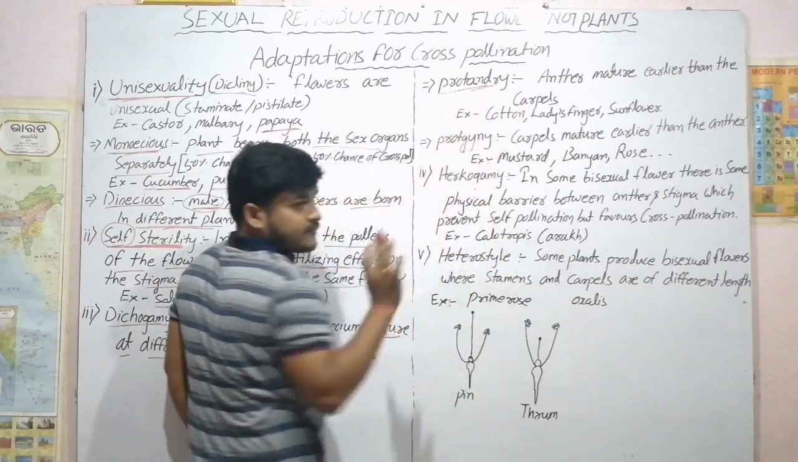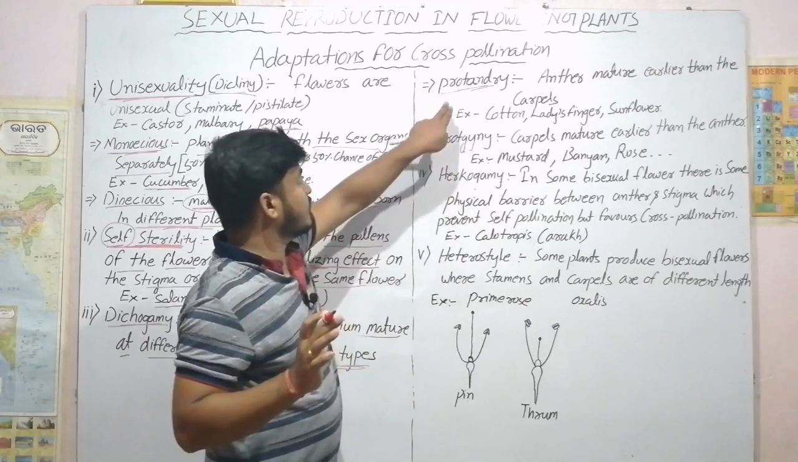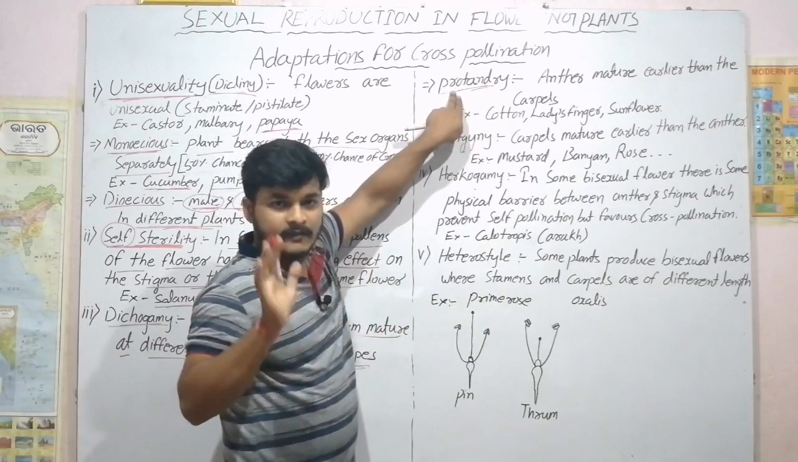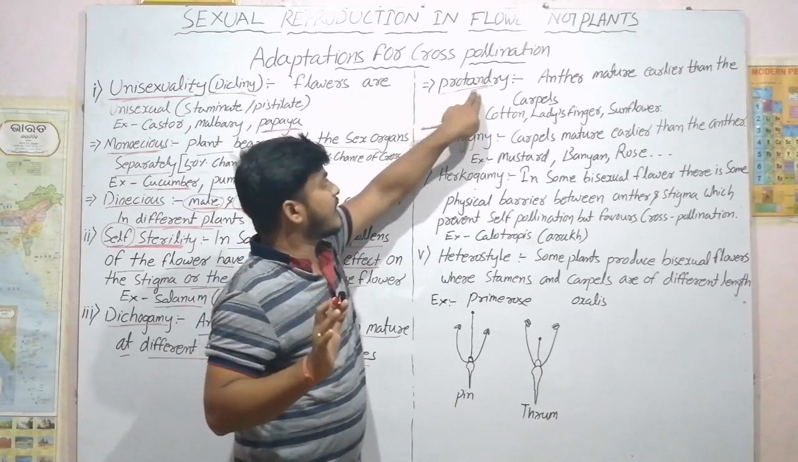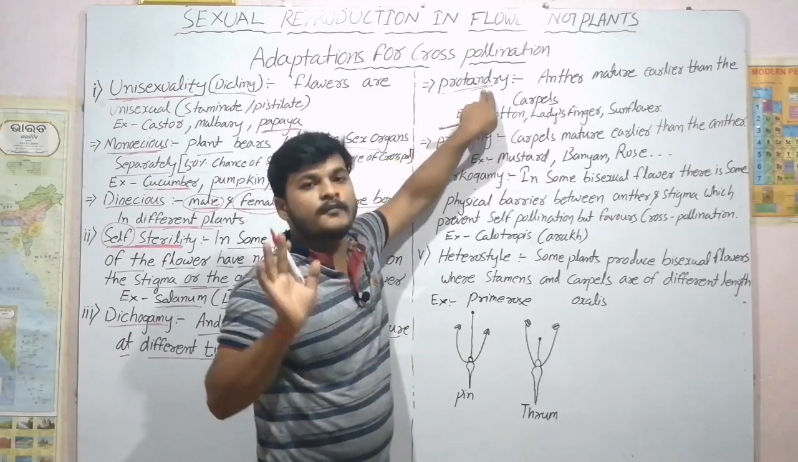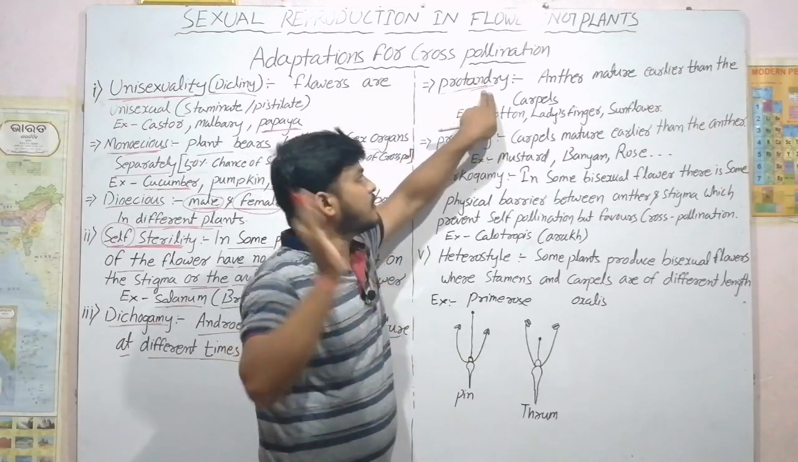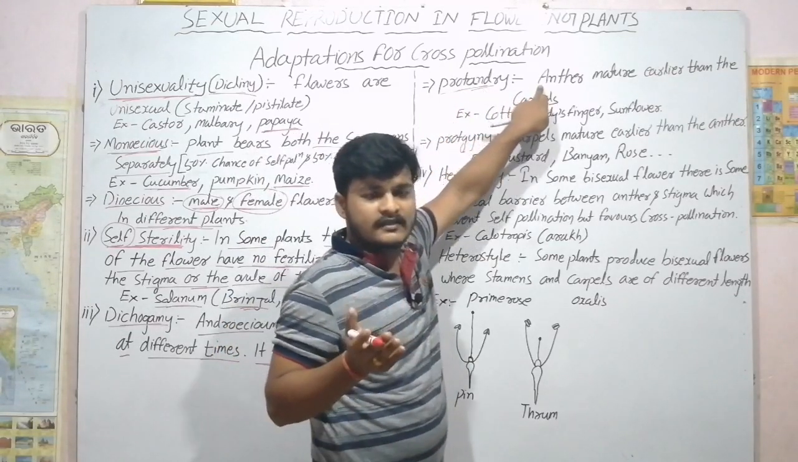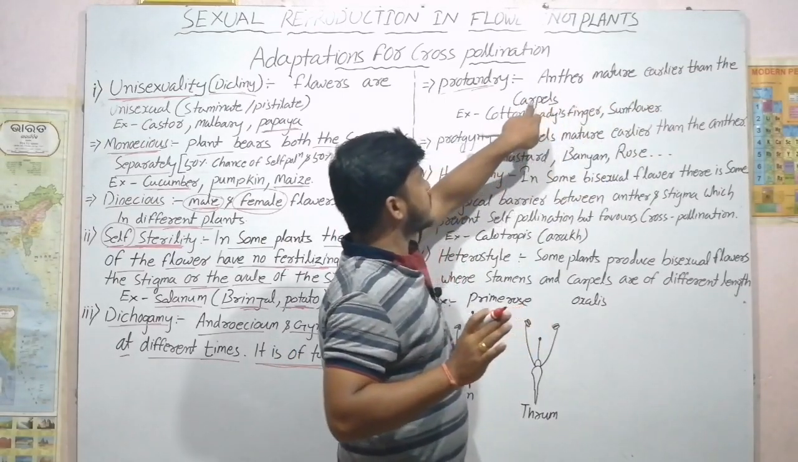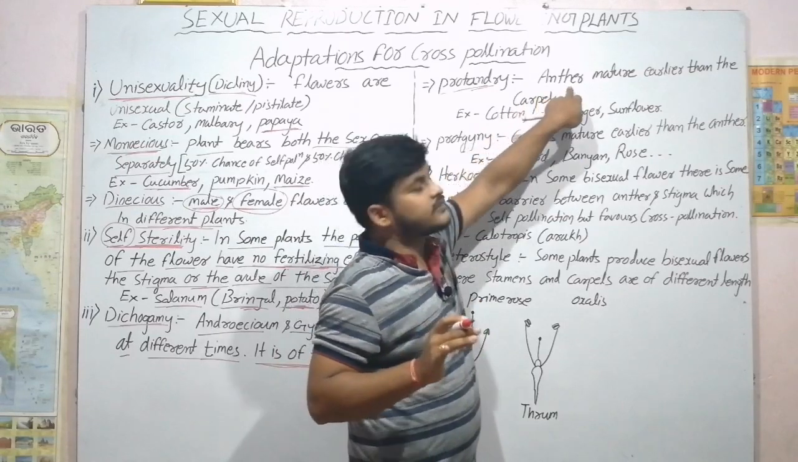Protoandry condition: just split the term first and the concept will be clear to all of you. Protoandry, proto means your initial stage, means your starting stage, and andry means your androecium. That means in the initial stage androecium is developed. That means your anther is developed first. Androecium means your male sex organ, your anther, and anther matures earlier than the carpels. That means carpel is last and first is your anther.